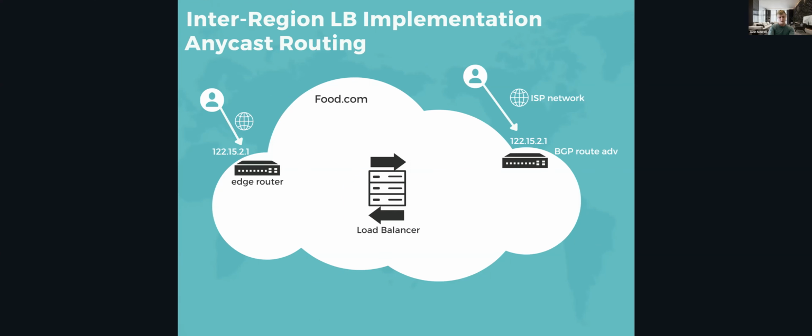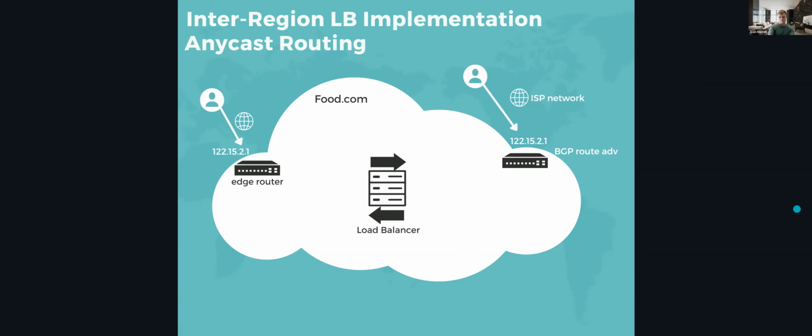We could essentially advertise the same IP space out all of our exit points in our network. And then from there, the ISP networks that bridge the gap between service networks and client networks would handle the routing in so much that a client would end up being routed to the most nearby entry point for the service network, in this case, food.com.